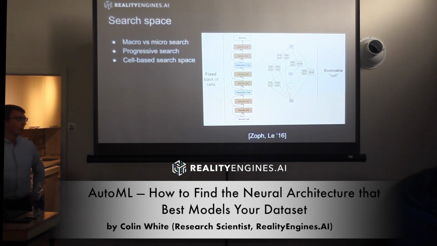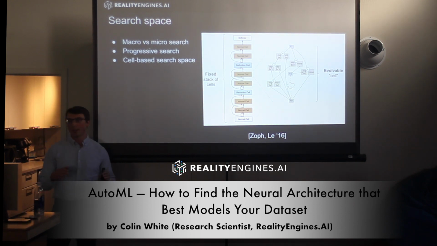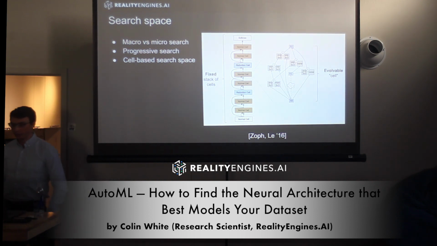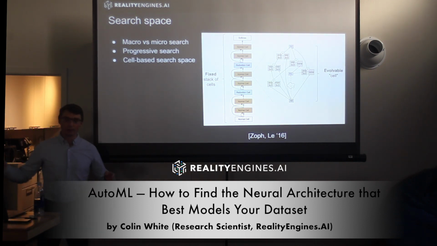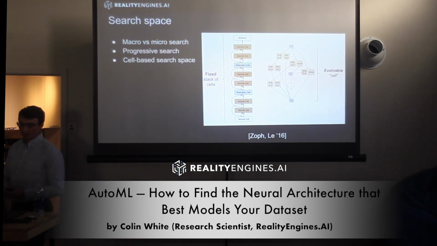So for macro search, a common technique is called a progressive search. That's where we start out by learning a smaller neural network. And then once we start to optimize that, we add on some more layers and optimize over that. And then keep progressing, keep adding more layers as the search progresses. So this is a good technique if we don't even know how big our neural network should be. We can use progressive search and see when it converges, how many layers we need.